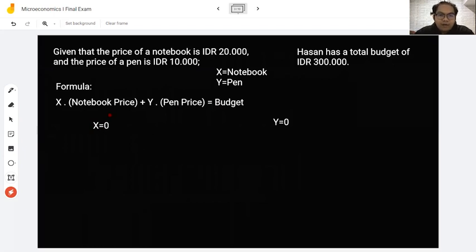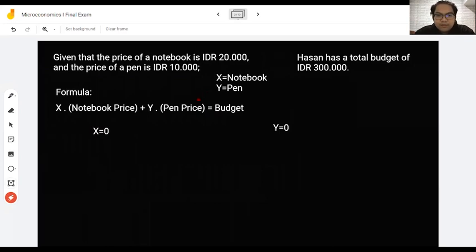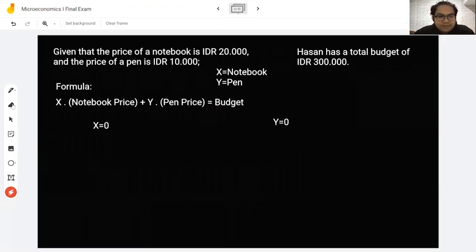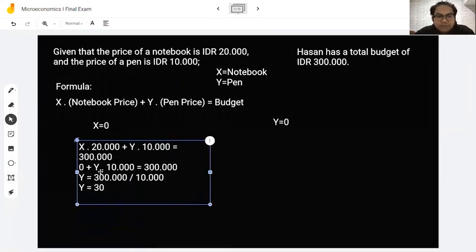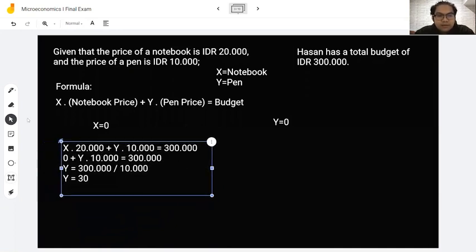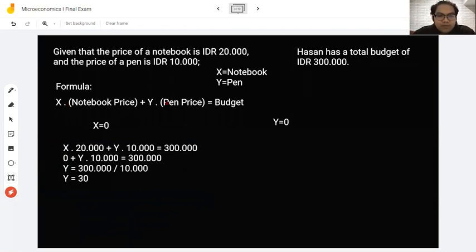I have already prepared the calculation, so we will just copy and paste because it will save our time, but I will explain. From the formula, X multiplied by 20 plus Y multiplied by 10 equals 300,000. So X is 0, and 0 multiplied by 20 is 0. So we just need to calculate Y multiplied by 10. We move the 10 to the right side and get 300,000 divided by 10,000. So the answer is 30.